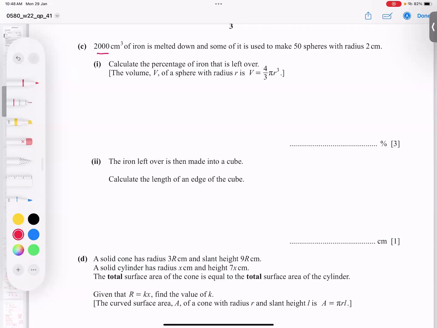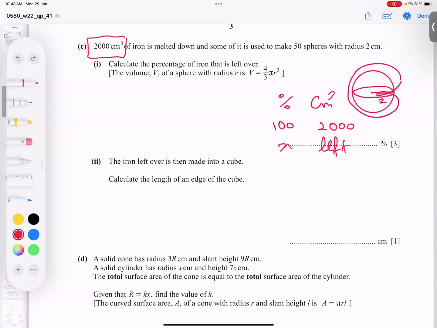Next part we have here. He said 2000 centimeter cube of iron is melted down, and some of it is used to make 50 spheres of radius 2. So I show you what is a sphere. This is a sphere of radius 2. You can see here. And what is said? Find the percentage of iron that is left over.